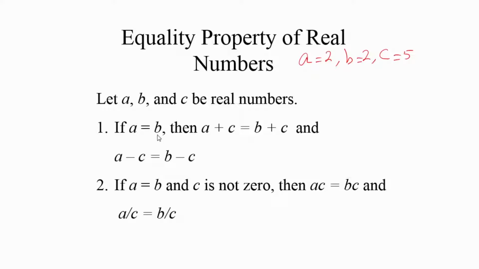So it says if A is equal to B, then A plus C equals B plus C. So A and B are equal to each other because 2 is equal to 2. So if to both sides of this I add a constant, a C, which is in this case 5, so 2 plus 5 would be equal to 2 plus 5. Right? 7 equals 7.